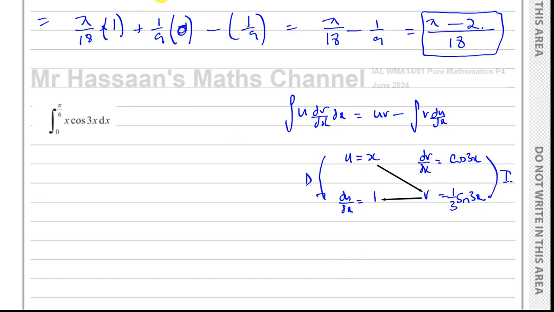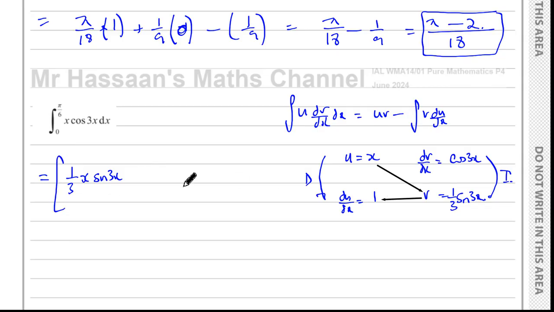Okay, so it's very similar to what we did up there. So anyway, that's going to be equal to x times a third sine 3x. So that's your u times v. So it's going to be a third x times the sine of 3x.